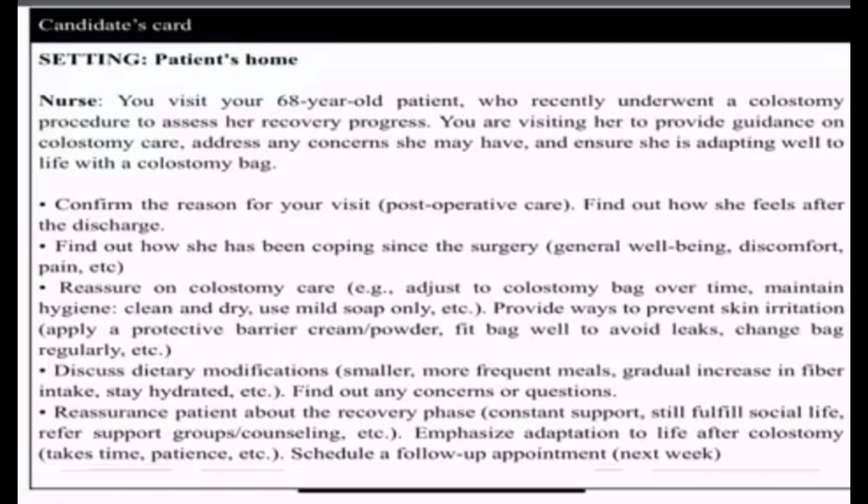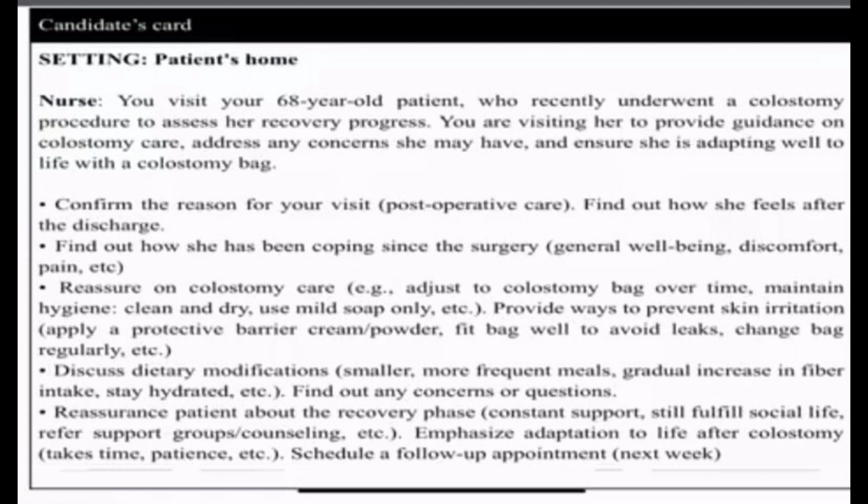Okay, so for this we can explain the dietary modification properly to the patient: Miss Susan, you can take smaller meals in smaller portions, or eat more frequent meals, and gradually increase your fiber intake along with a lot of drinks to stay hydrated. So like this we can construct this.